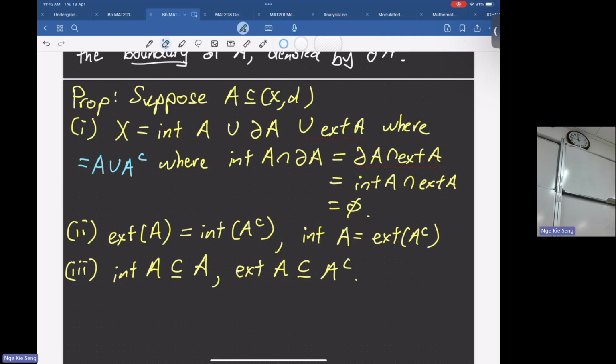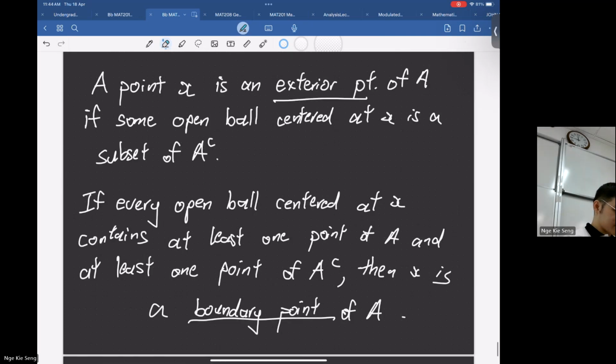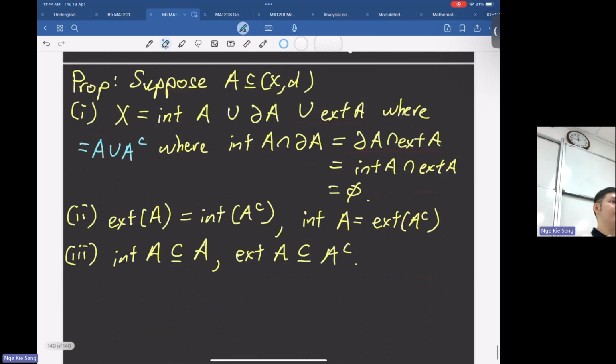Let's say I have a point in the exterior of A. What does it mean? I have a ball around myself, and then I am outside A. But you are the ball that completely lies in A complement. So let me write down here. Let's write down a bit carefully here.